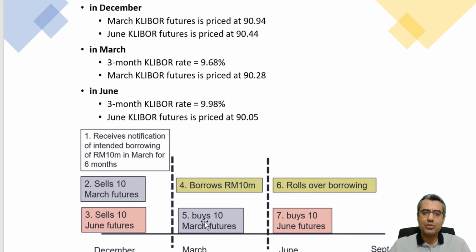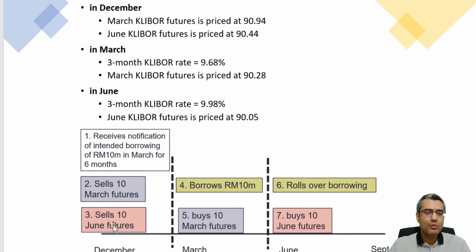So I close this position, and then in June, okay, the life of this borrowing is 3 months, right? So after 3 months, I need to roll over the borrowing. So in June, again, I borrow for 3 months. But the issue here again is maybe the interest rate has increased, right? So how to lock in this interest rate? I already short 10 June futures contract.